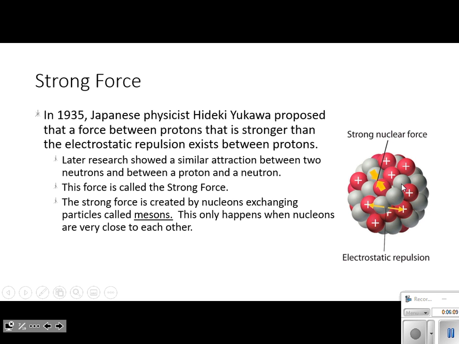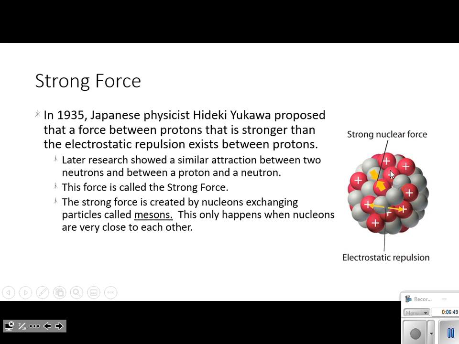Now, we're not going to hit on this too hard, but the strong force is created by the nucleons exchanging particles called mesons. This only happens when the nucleons are very close together. So, not so much the mesons, but look, these are really close together, aren't they? So they would be able to exchange these mesons. Now over here, this plus is pretty far from that plus, isn't it? So they wouldn't be able to exchange them. So those wouldn't have the strong force. It's only when they are very, very close together.